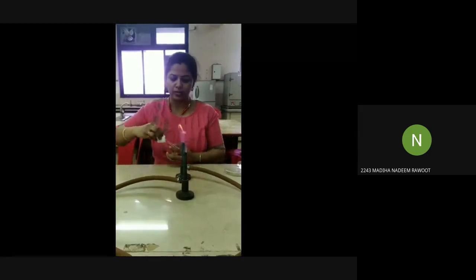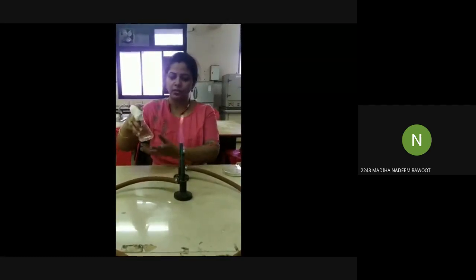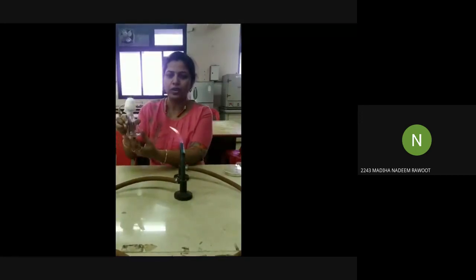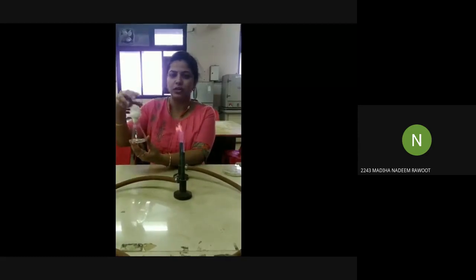Now I'll mix this culture in this saline, so this will give me a saline suspension. This saline was also sterilized. It was autoclaved, so that means it is sterilized and free of all other organisms.